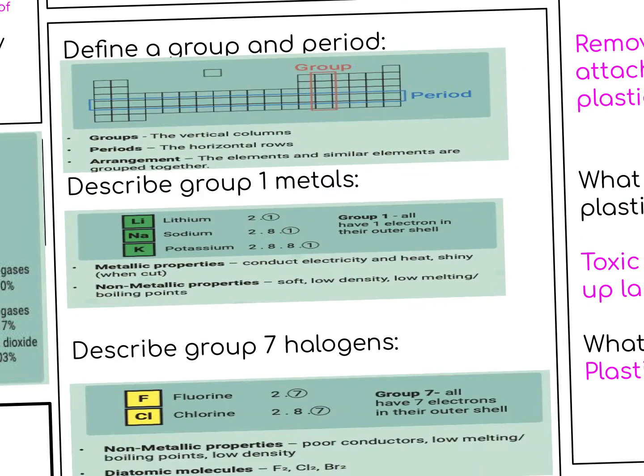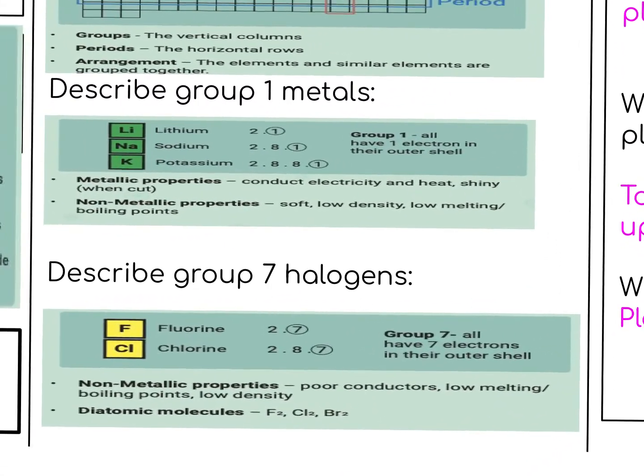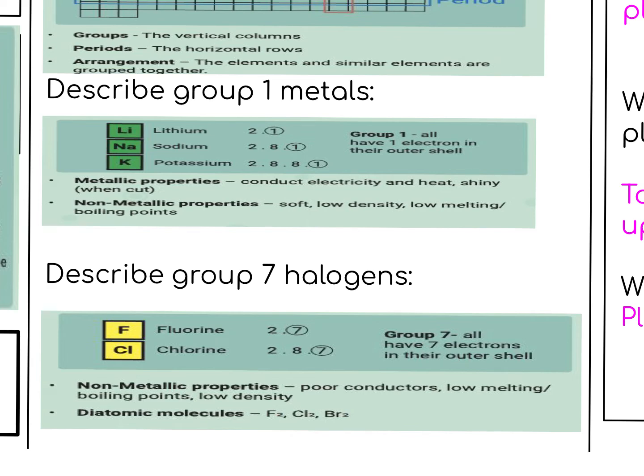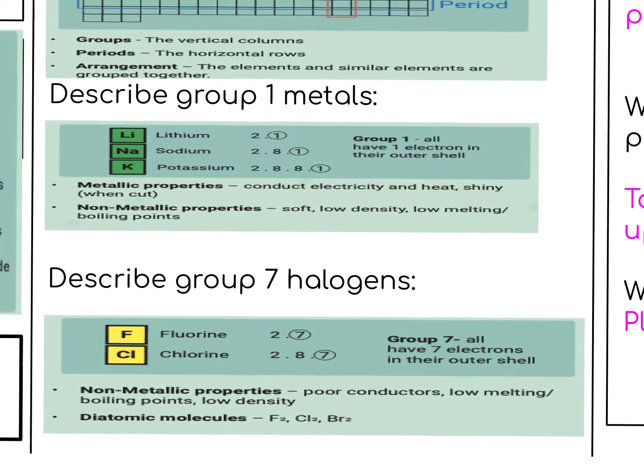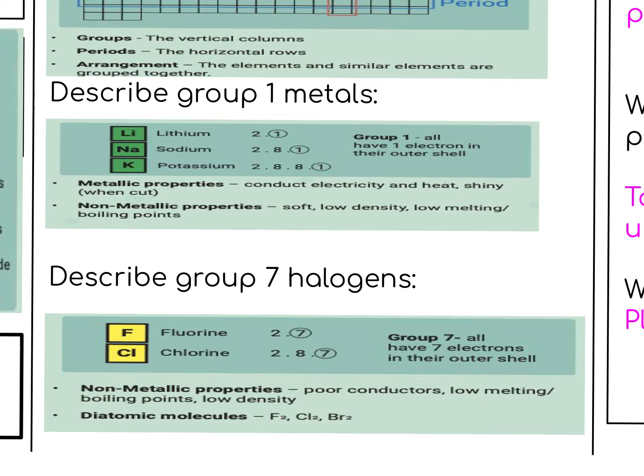Kind of a brief overview then of group 1 and group 7. Don't spend a lot of time thinking about it. Group 1 then, they've all got 1 in their outer shell. Properties: conduct electricity, heat. They're shiny and quite metallic when cut. They're soft, they're low density, they've got low melting and boiling points.